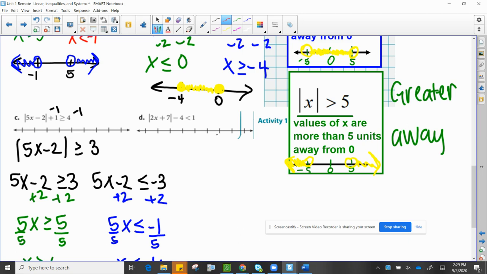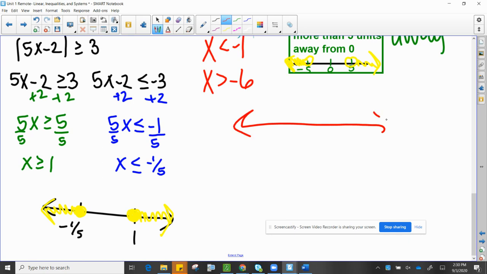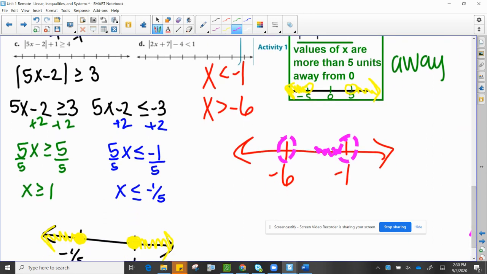Okay, if you got it right, you should have got that x is less than negative 1 and x is greater than negative 6. So if I graph that on a number line, negative 6 is smaller, so it goes to the left. Open circles. And since we started with a less than problem, I would shade by connecting the points.